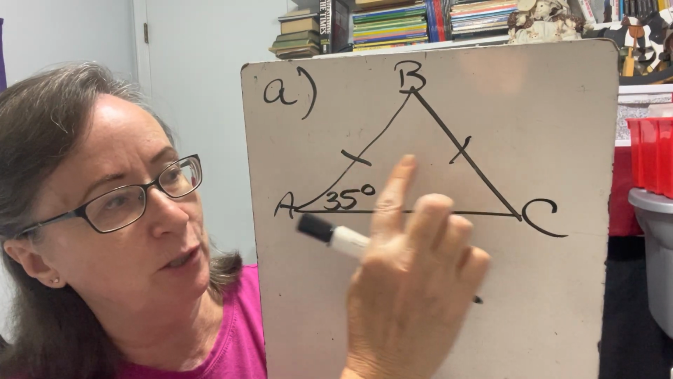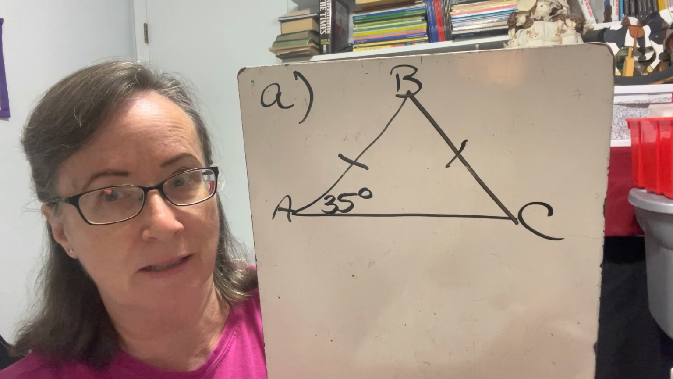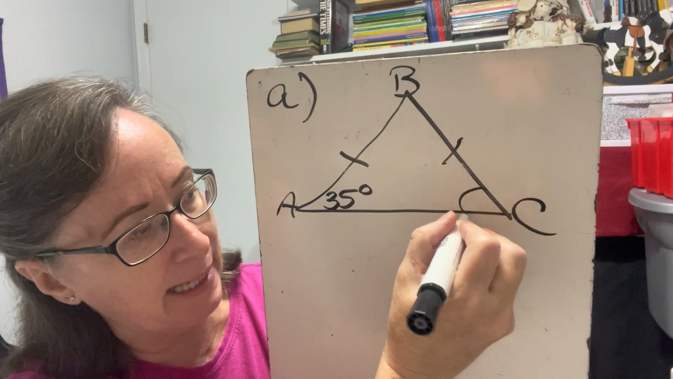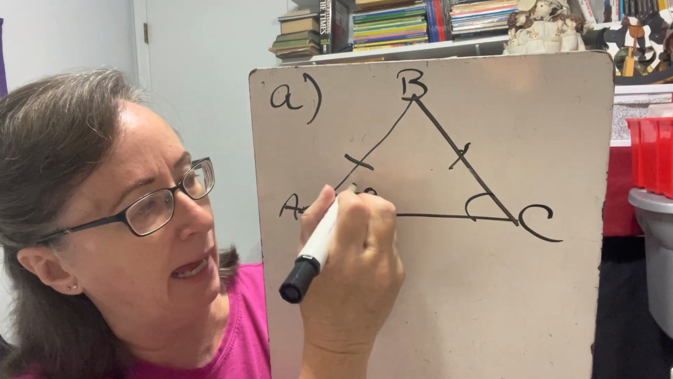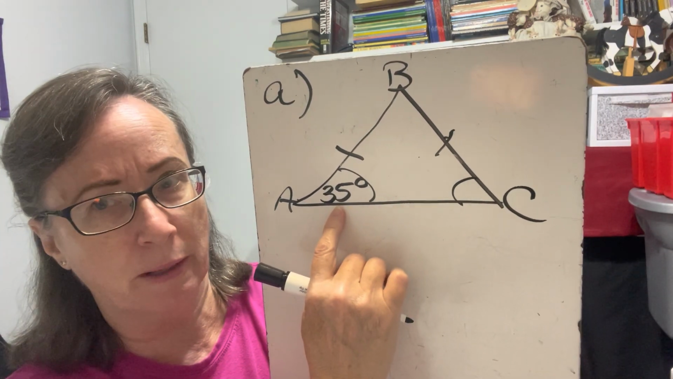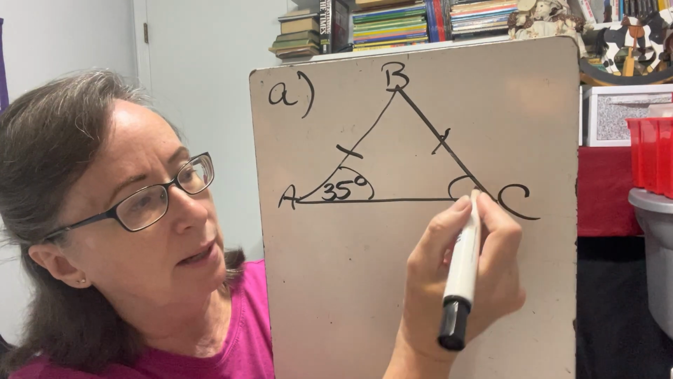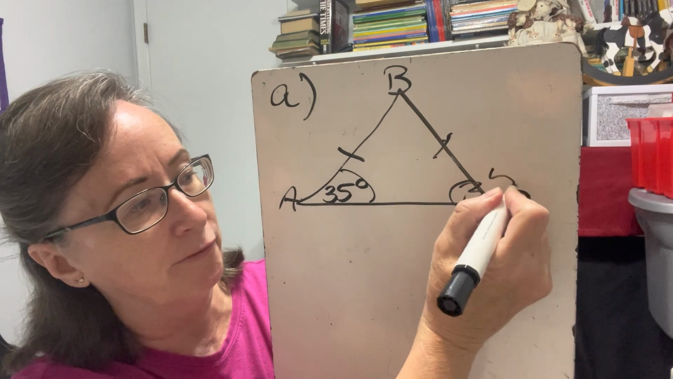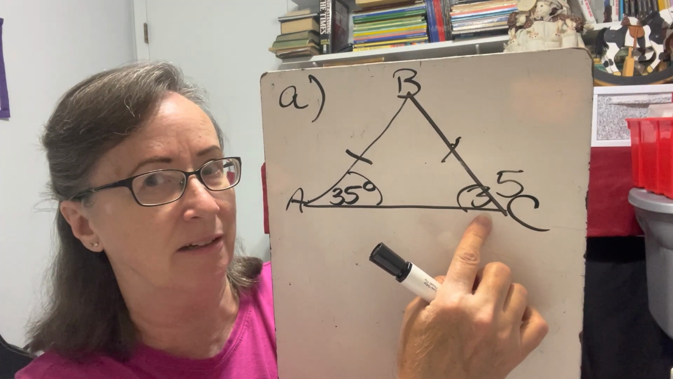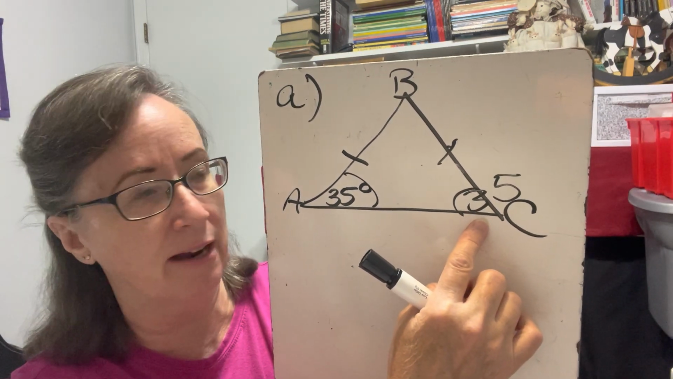And when we have 2 sides the same, that means that we have 2 angles that are equivalent. So opposite this one, C, and opposite this one, A, must be the same angle. Therefore, since we already know in this problem that A is 35, then C must also be 35. So if we have a 35 and a 35, that's 70 degrees already accounted for. There are 180 degrees in every triangle.